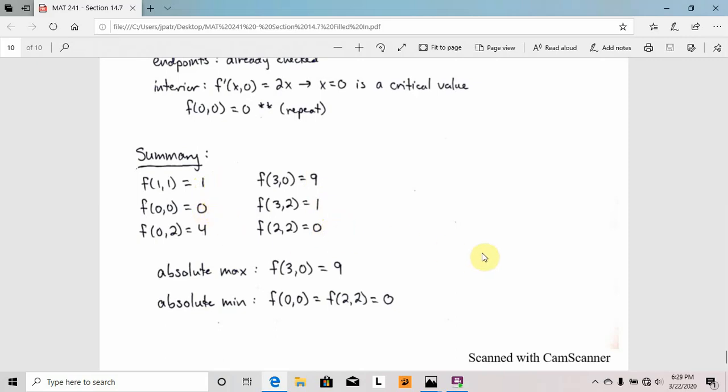But then you just look through those and you pick out the largest and smallest values, and that's your absolute max and absolute min. So the biggest function value that shows up here is 9, so that's the absolute max. The smallest one is 0. Two different points give us that. We get it at the origin, and we get it at f of 2, 2. So then there's the absolute min of 0.